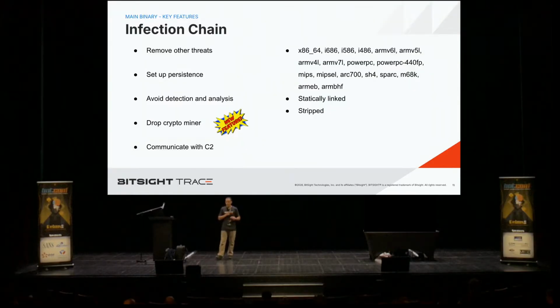So the main binary has a couple of key features. First of all, like I previously mentioned, it targets 18 different architectures, or it did target at some point. It's statically linked and stripped, just to make it a little harder to analyze. In terms of functionalities, it removes other threats like the script was doing, sets up persistence, has some detection, and tries to avoid some detection and analysis. It drops the crypto miner, which is a fairly recent feature that they added around November 2025. And then in the end, they just enter the communication loop where they start communicating with the C2.